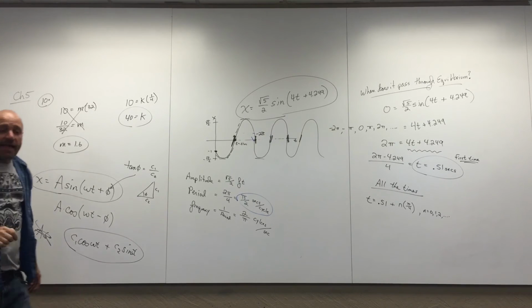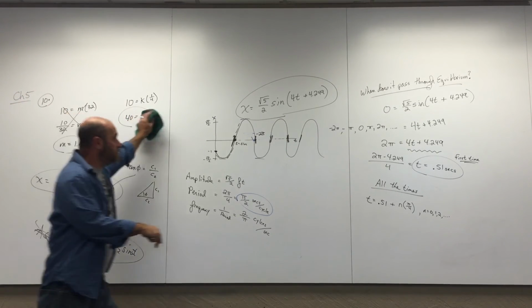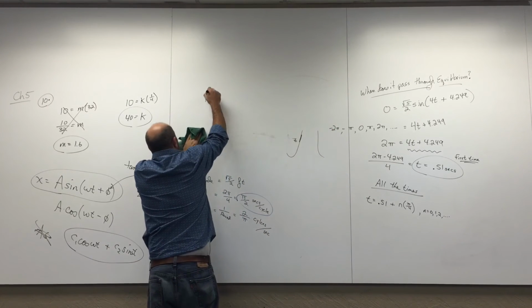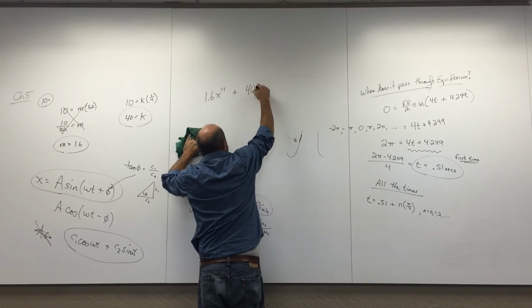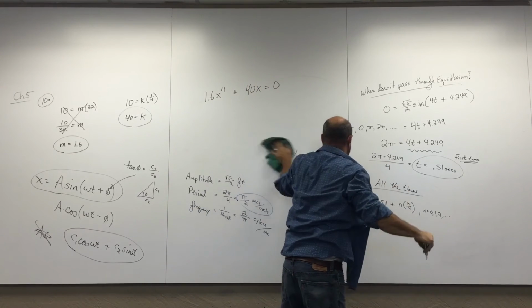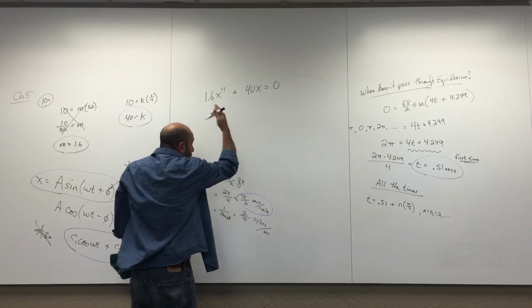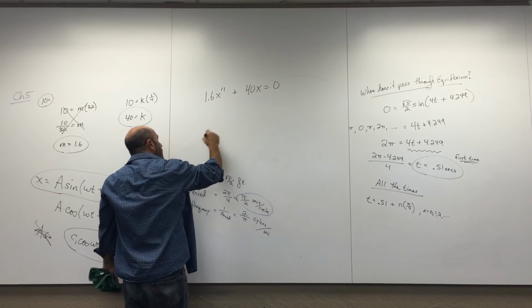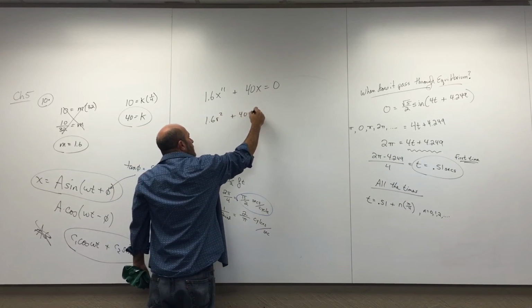But now I got it. I got a little DE. The DE is 1.6 x double prime plus 40x equals 0. These things are always solved the same way. You could memorize some formula here, that you're going to move the K. Oh, hang on. It's 1.6 r squared plus 40 equals 0.